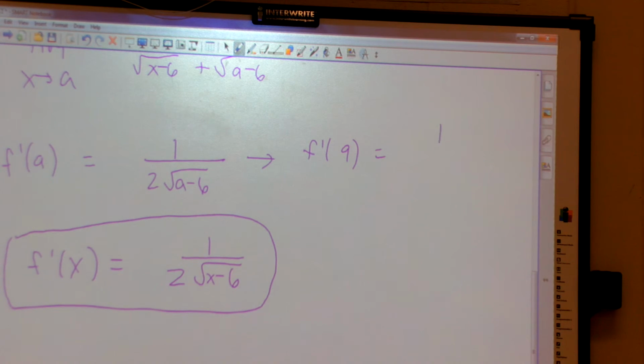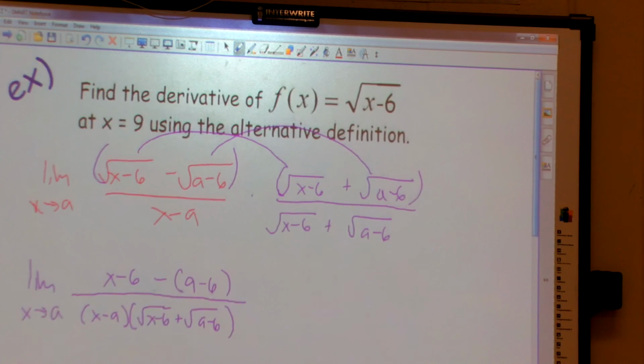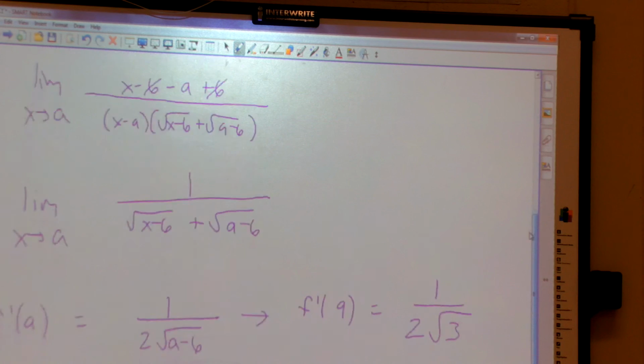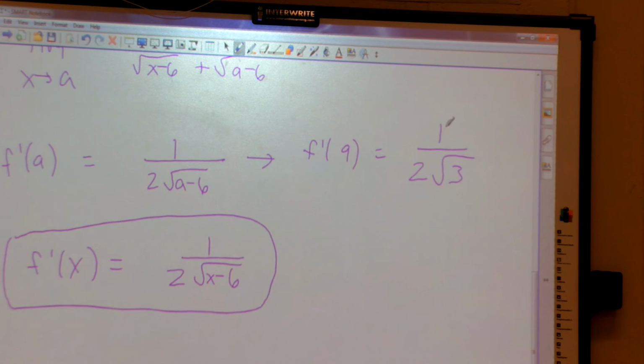So when I plug it in, I have 1 over 2 square root of 3. What's that? It's at 9, I believe. So x equals 9. You can't read your own writing, can you? No, I was looking at the problem before. But of course I'm not going to leave it like this, correct? Get that square root out of the bottom. So I have square root of 3 over 6.